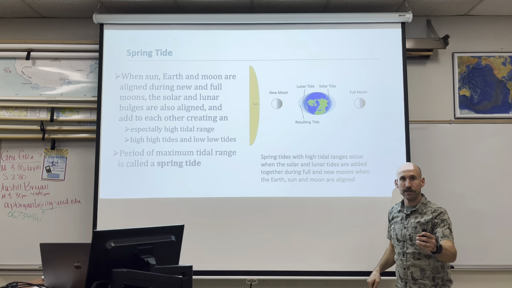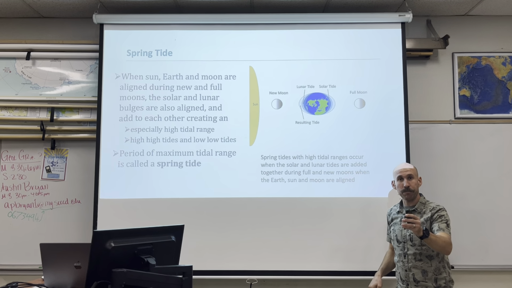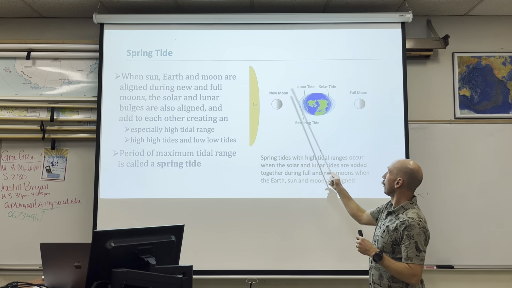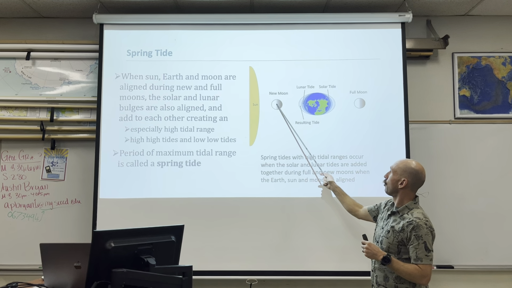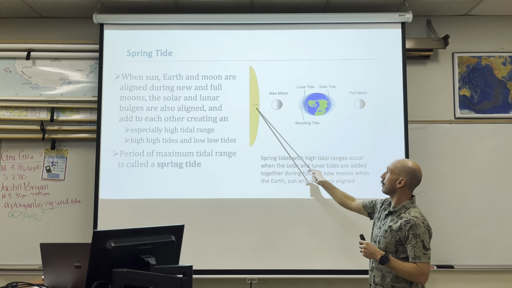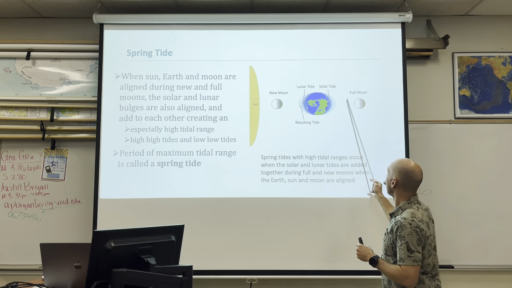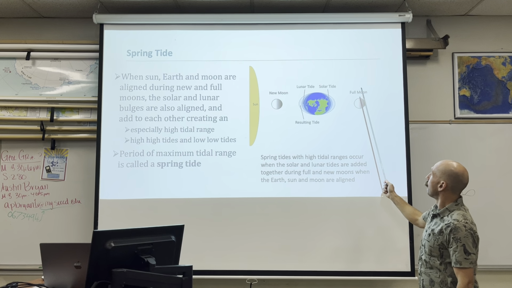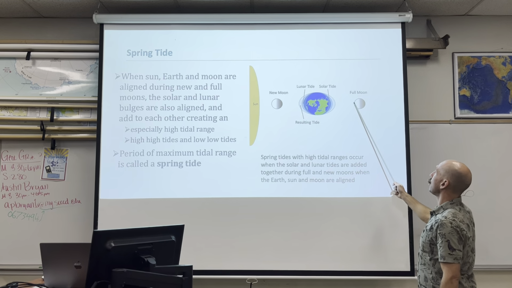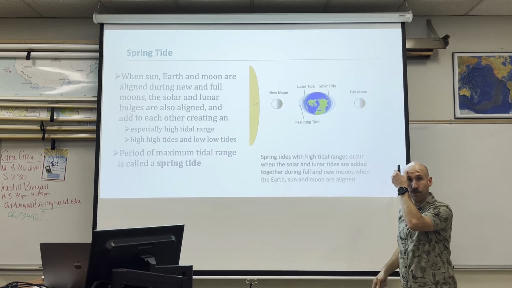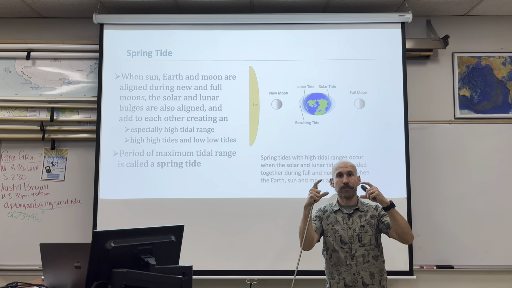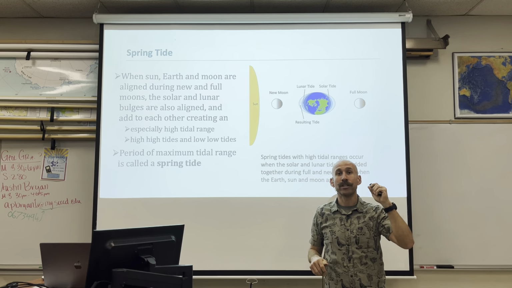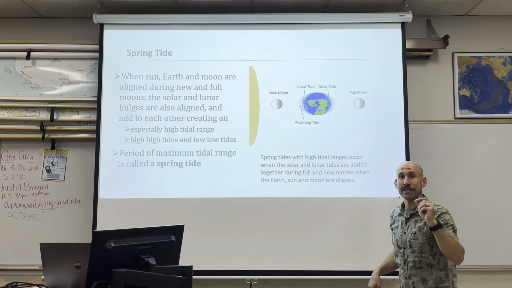This gives us spring tides and neap tides. Okay, follow me here. Here's the sun. Here's the Earth. New moon. We can't see any moon because the sun is illuminating the side we can't see. Full moon. The sun is illuminating the side that we can see. The moon and the sun are in line with each other, so the solar bulge and the lunar bulge complement. Here we have the highest high tides and the lowest low tides, the greatest tidal range.